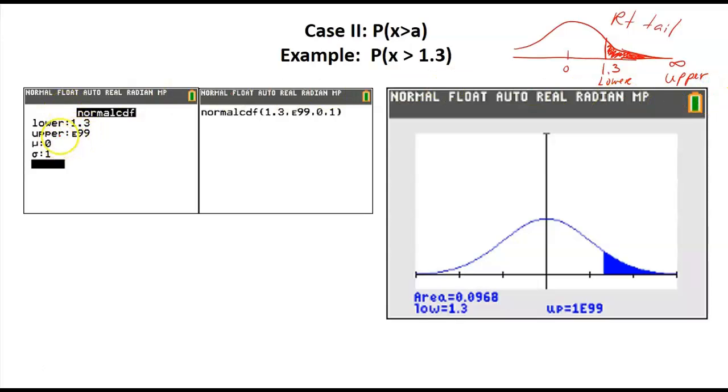So when I enter it in the calculator, the lower bound will be 1.3, and my upper bound is going to be that E99 that we talked about. Again, if I need to enter it this way, I can. So press enter, and you'll get this as your value. It may not be bringing up this graph for you, and if it doesn't, that's fine as long as you're able to get this value here.